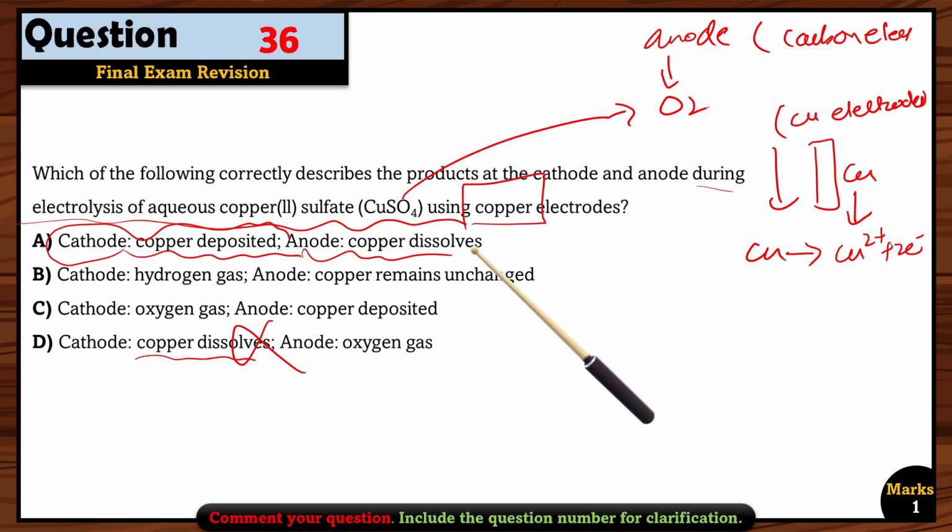So if you are using copper electrodes, then the cathode and anode answers are already defined. What will be the product at the cathode? It will be copper metal. At the anode, it will be copper ions. So if you are using copper electrodes, option A is the right option over here.